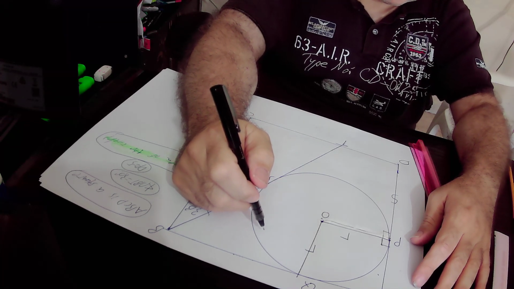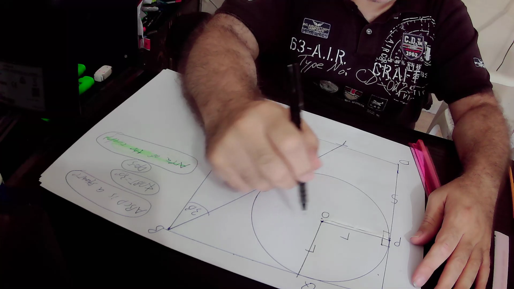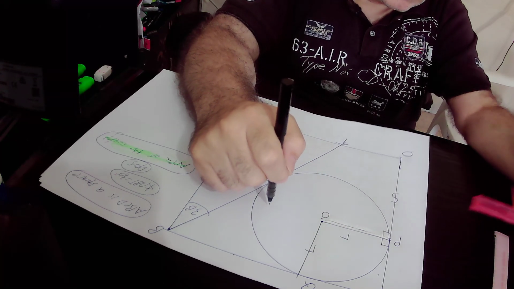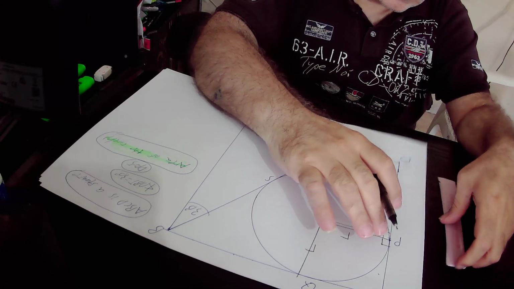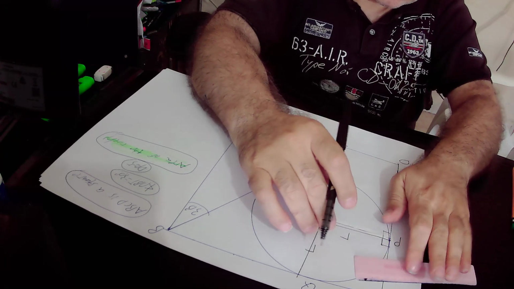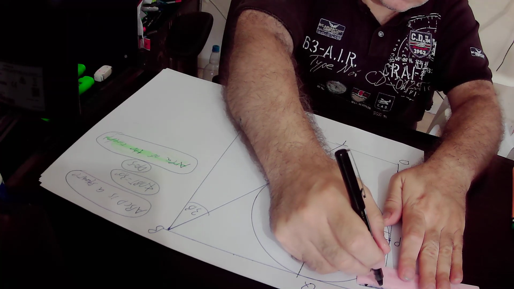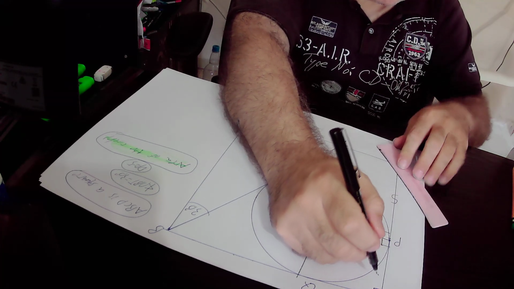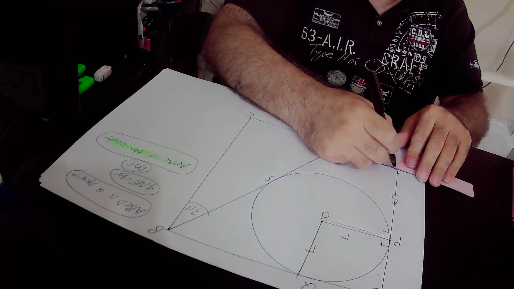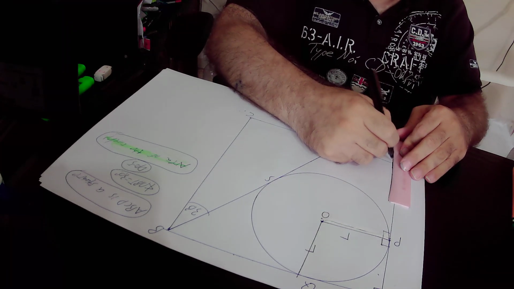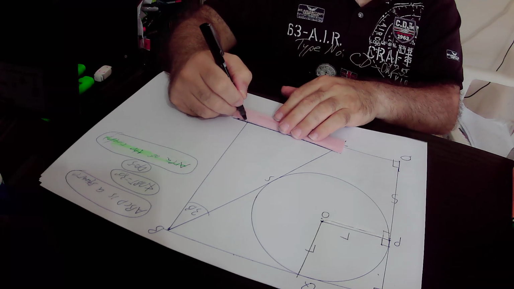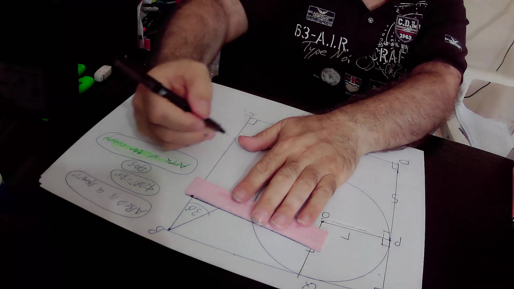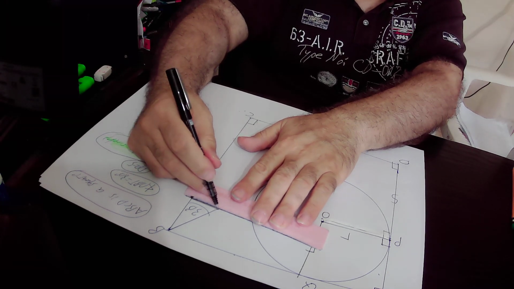Okay. We also know that all the angles inside the square ABCD are right angles. So this angle is a right angle. This angle is also a right angle. This is also a right angle. This angle is also a right angle, it is equal to 90 degrees.